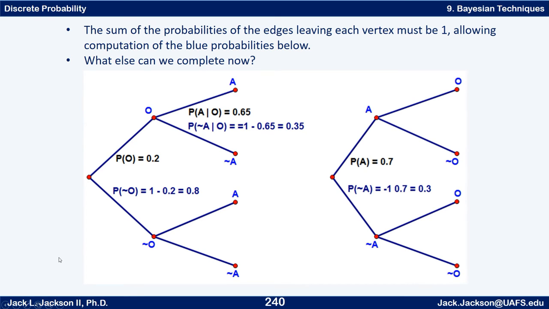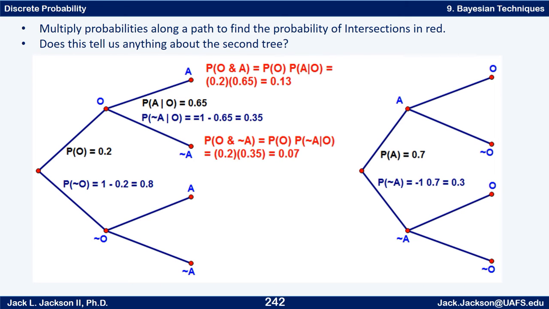Press pause. Okay, now you're back. Hopefully you've done that. So what do we do? We take the 0.2 times the 0.65, that is the probability of O times the probability of A given O, and that gives you the probability of O and A, or O intersect A. And of course 0.2 times 0.65 is 0.13. Similarly, we take the 0.2 times the 0.35 to get 0.07 for the probability of O and not A.